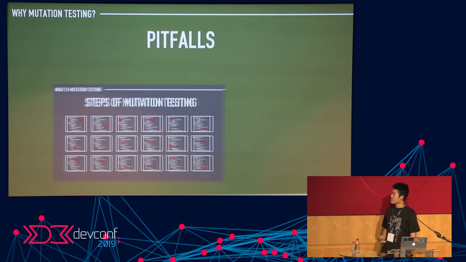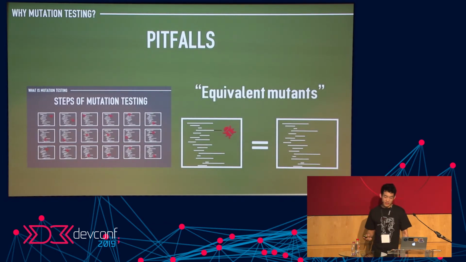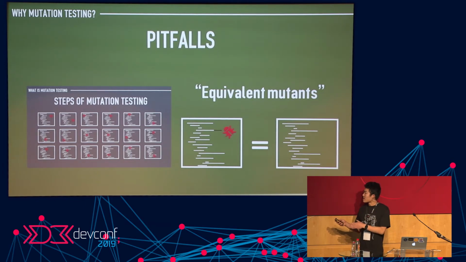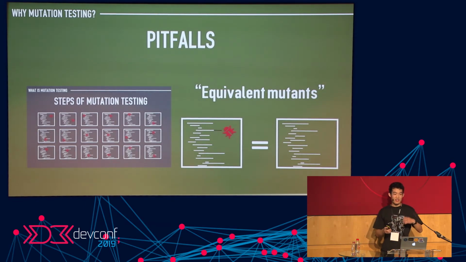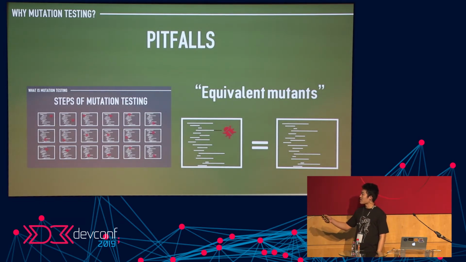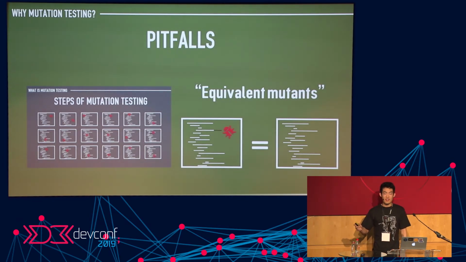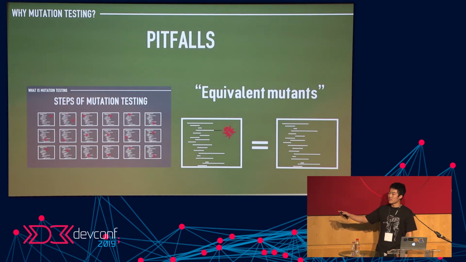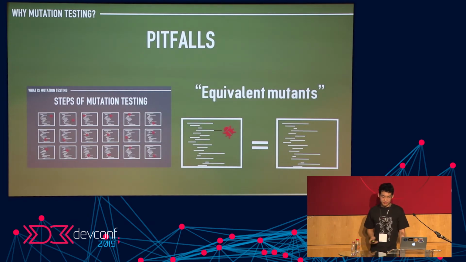And there's also another big problem that we call equivalent mutants. See, a mutation change is a syntactic change, but not every syntactic change also implies a semantic change. If a mutated program behaves exactly like the original program, there is no test case that could kill this mutant. So for equivalent mutants, there is no test case that could kill this mutant. And this is a big problem.